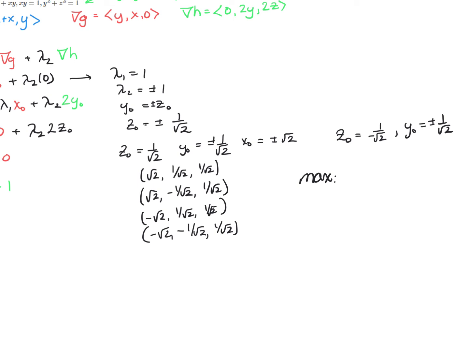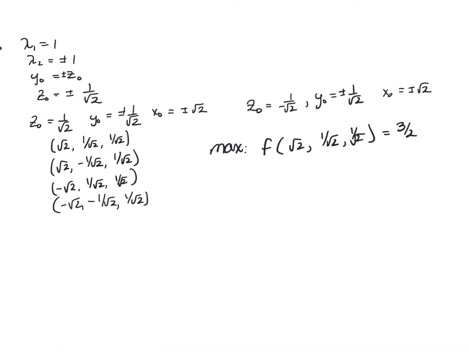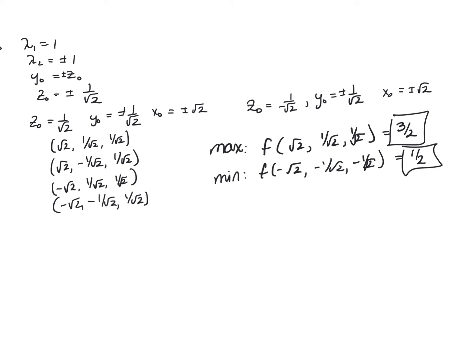What I have when I get done, though, is my max will happen at f of positive square root of 2, 1 over the square root of 2, and 1 over the square root of 2, which gives me a maximum of 3 over 2. The minimum value happens when I have the negatives of each one of these, which gives me a minimum value of 1/2. So here's my maximum value, and here is my minimum value.